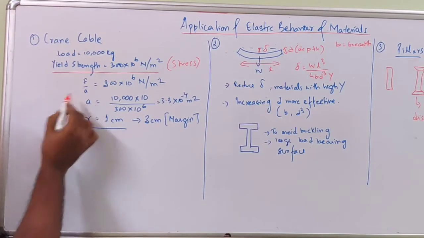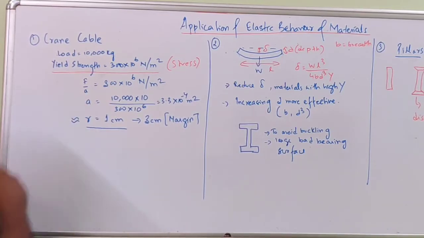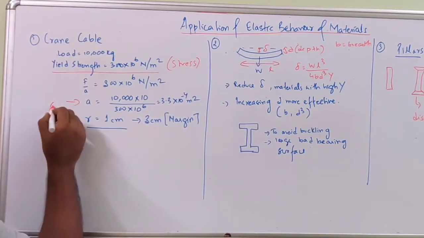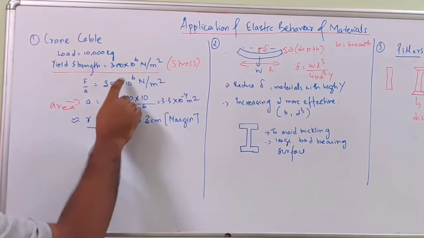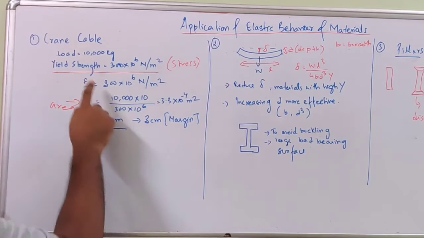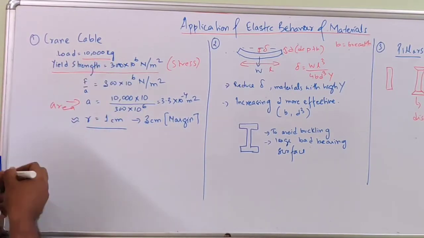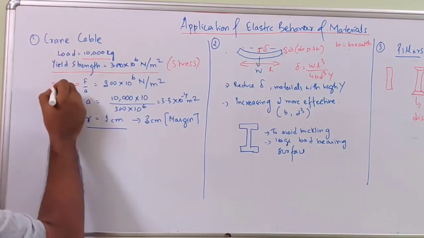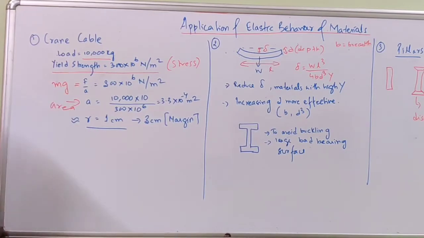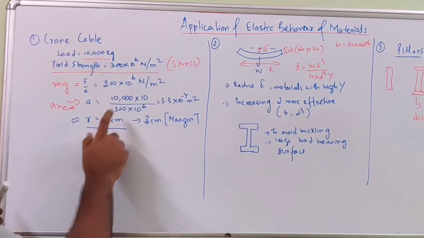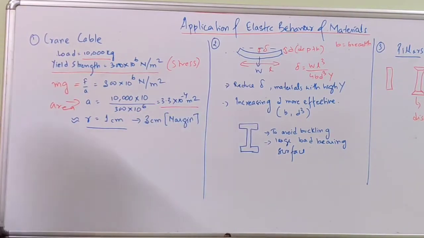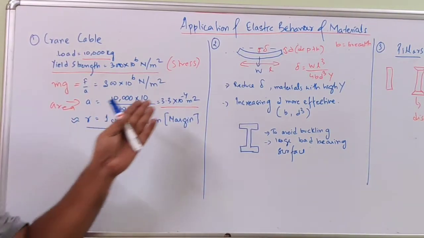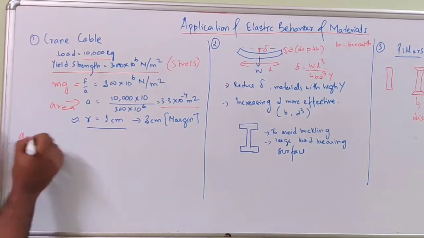Now stress is force by area. So from that we can calculate the area. Area is force divided by this yield strength. Now force is this load, so force is simply m into g. Mass is given. So 10,000 into g divided by 300 into 10 power 6. On simplifying this we get 3.3 into 10 power minus 4 meter square. This is the cross sectional area.